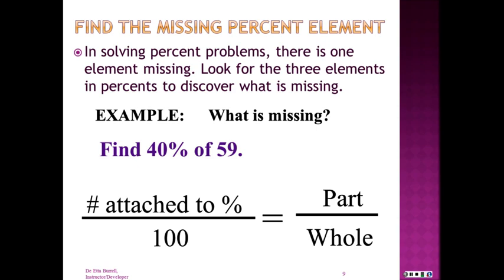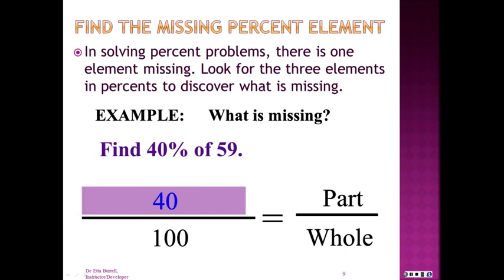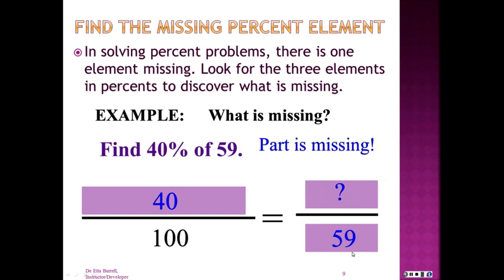So you have to read your word problems carefully. Now, 40% of 59, what's missing? I see "of 59" here, so the part is missing. So I'm going to go 40 over 100. I have to look for the percent first. And then my whole says 59, and I'm missing the part. That's your clue word.